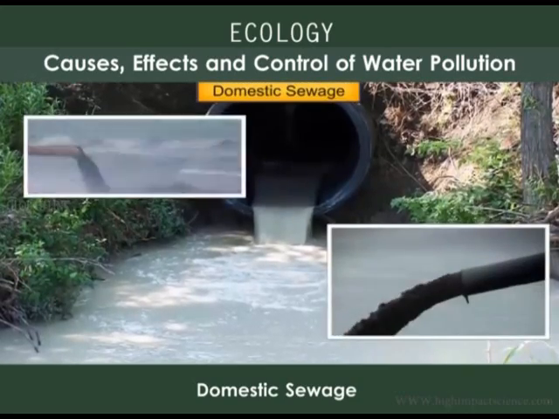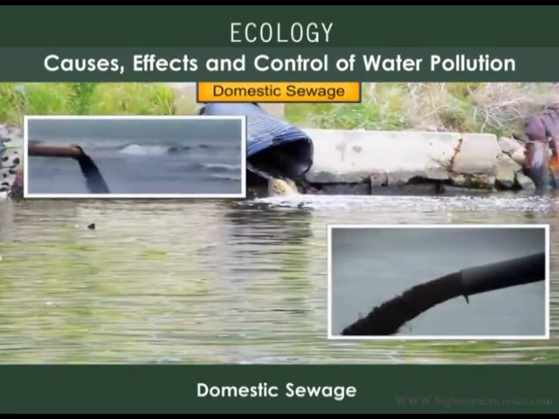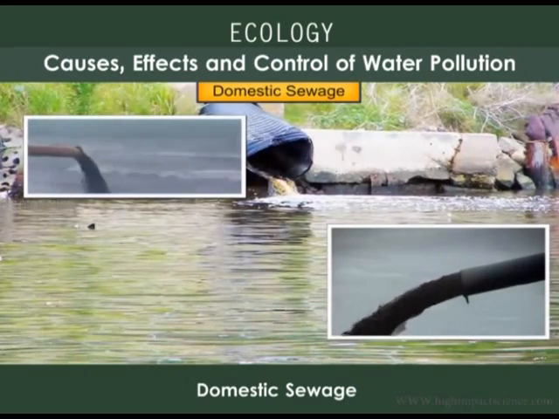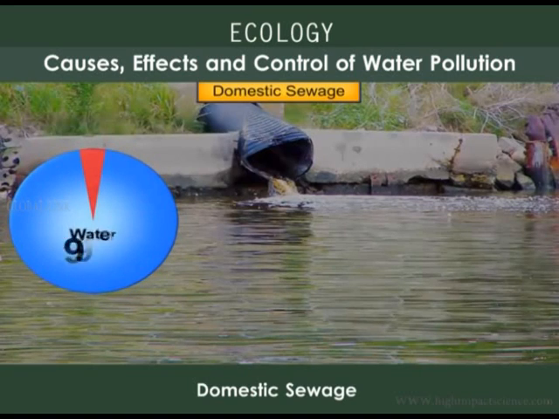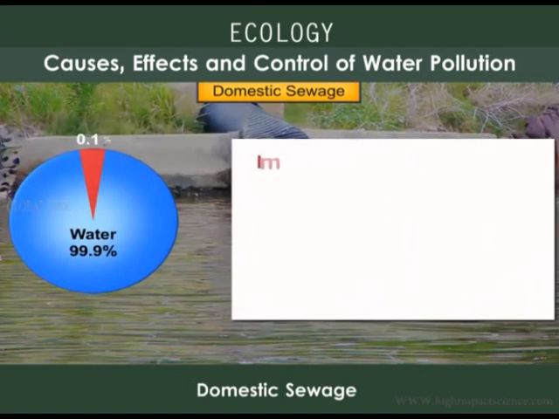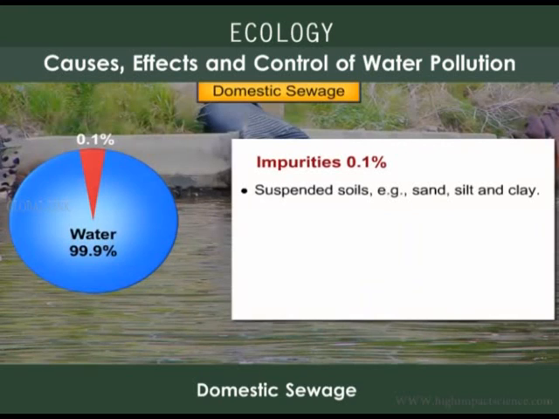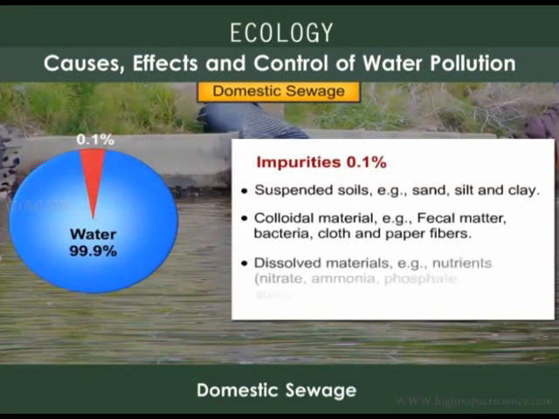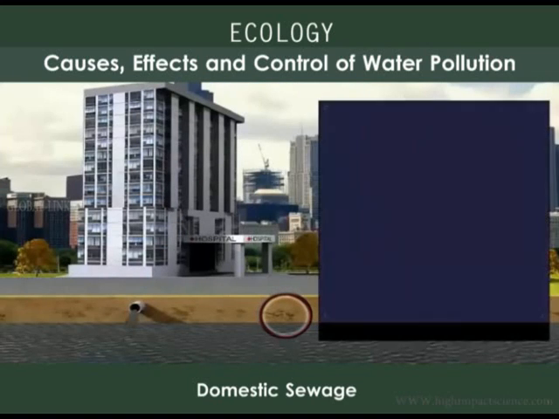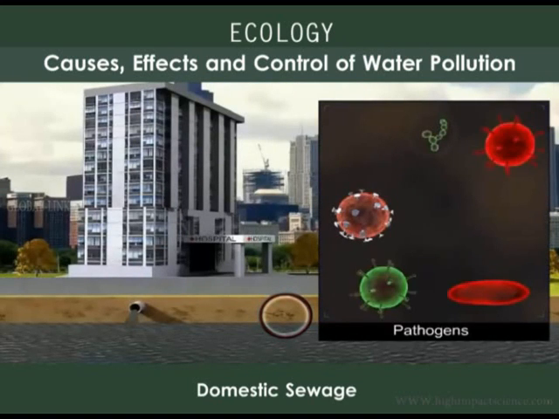Domestic sewage is the wastewater drained from houses in a town or a city. This sewage contains about 99% water and 0.1% impurities such as suspended soil, colloidal and dissolved materials. Infectious microorganisms also form part of this sewage discharged from homes and hospitals into the water.